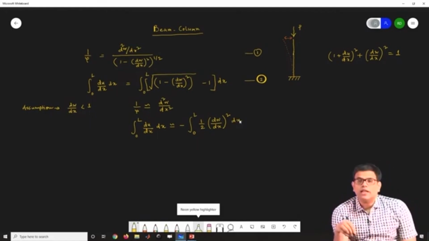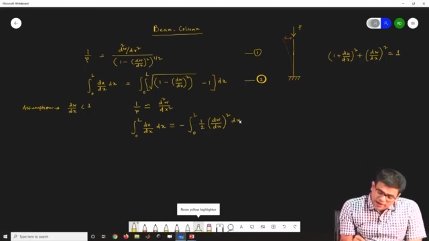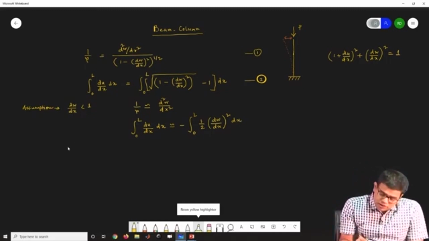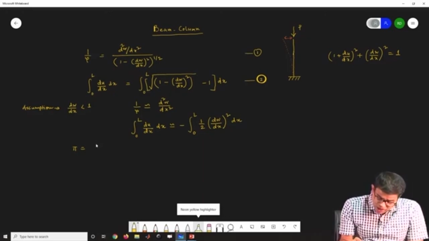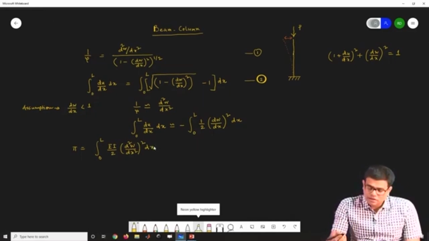Now, due to this total shortening, there will be a potential energy, or the strain energy. Now, this strain energy again will have two components. The first component of the strain energy is the standard bending strain energy, that is integral 0 to L EI by 2. We all know this, d2W by dx2 whole square dx.